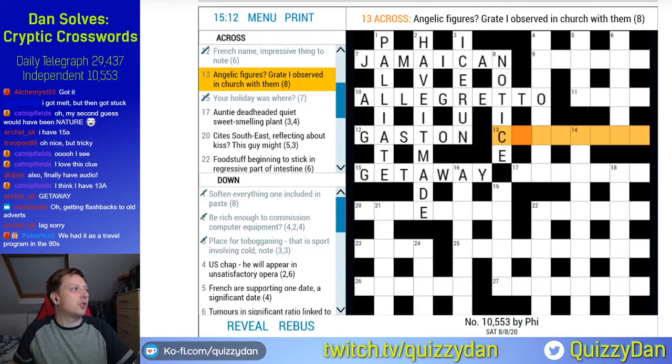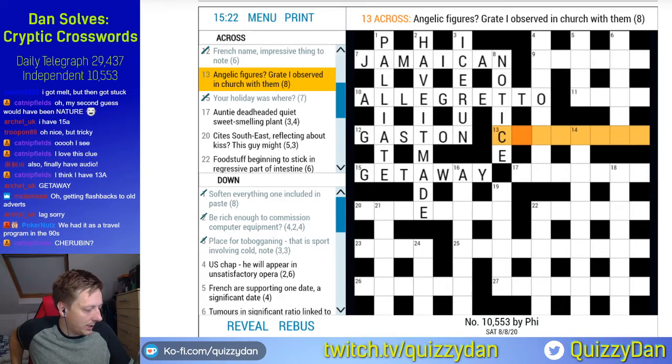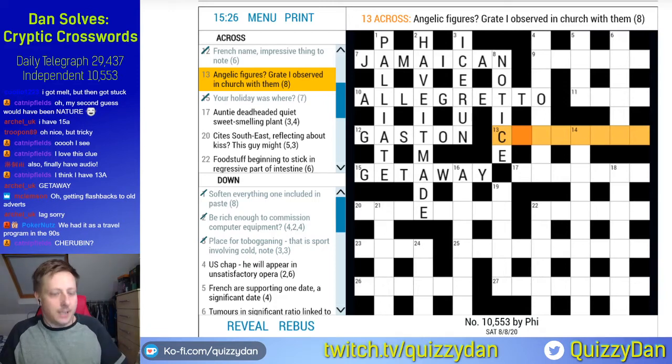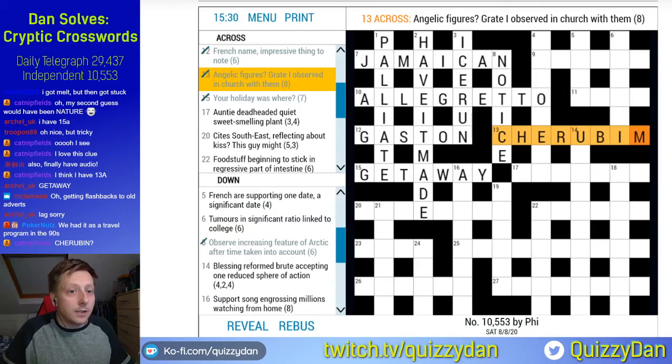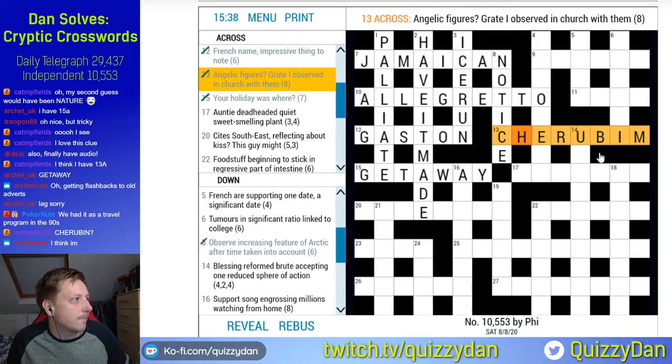So, angelic figures, great I observed in church with them. Okay, what are you thinking, Catnip? I have an answer, but I'm not entirely sure how it works yet. Cherubim. Yeah, I agree. We actually have cherubim here. So, in church with them. Okay, how does this work? Great.